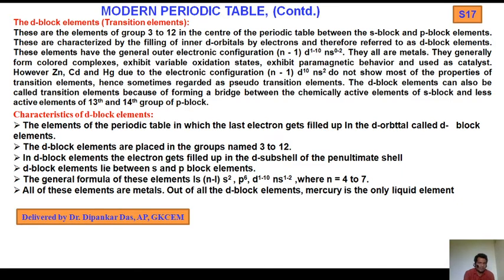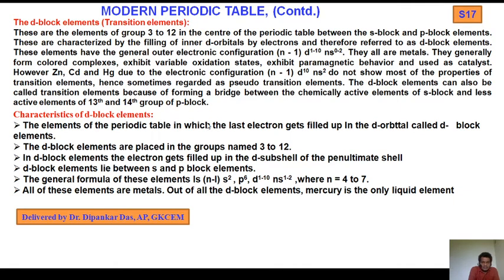So that is the D block. Again, I recap what the D block is. The D block starts from group 3 to group 12. It has the general outer electronic configuration (n-1)d 1 to 10, ns 0 to 2. In the case of zinc, cadmium, mercury, the electronic configuration is (n-1)d10 ns2. The D block elements can also be called transition elements because they form a bridge between the chemically active elements of the S block and the less active elements of groups 13 and 14 of the P block.